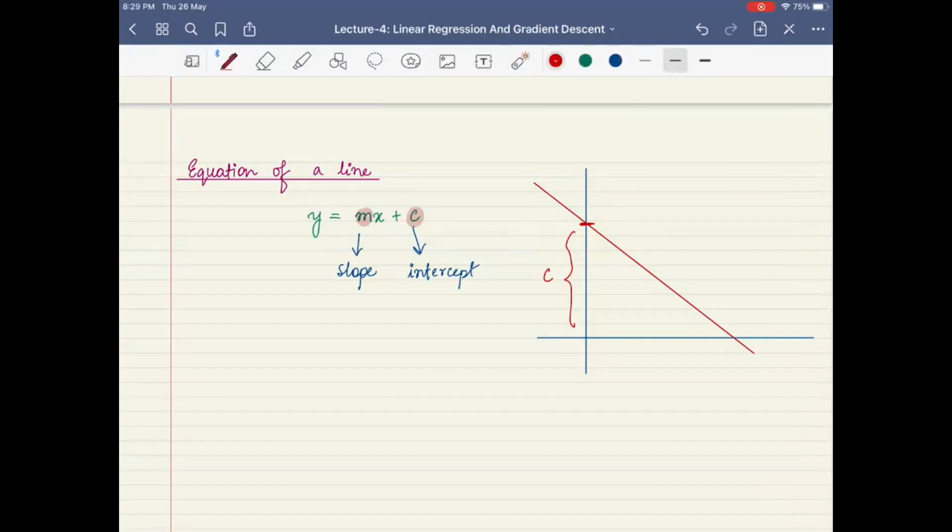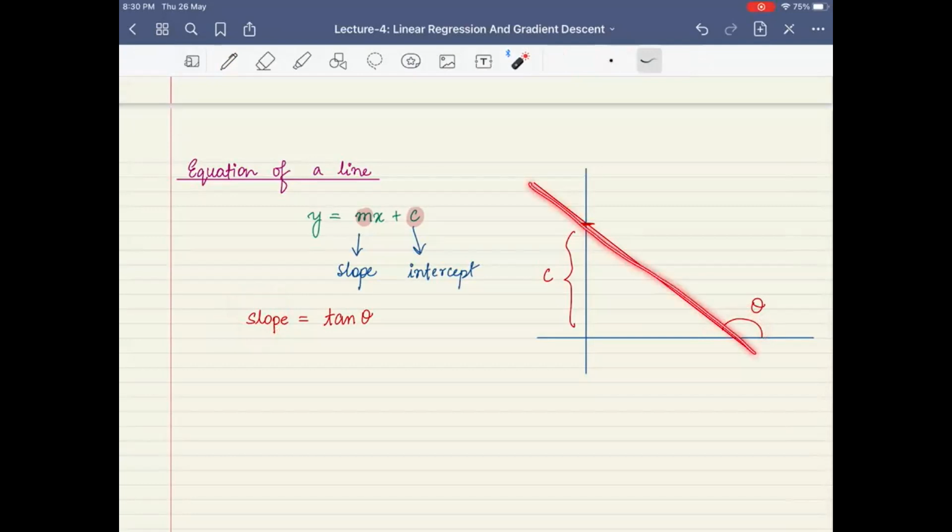Next, you need to find what m is. m is the slope. Does anybody know the definition of slope? Again, this is high school stuff. I'm not teaching you any crazy maths here. Slope of a line is nothing but tan theta, where theta is this angle. That's your slope. So the slope measures how the line is oriented.